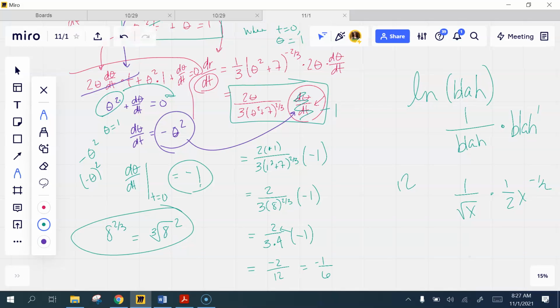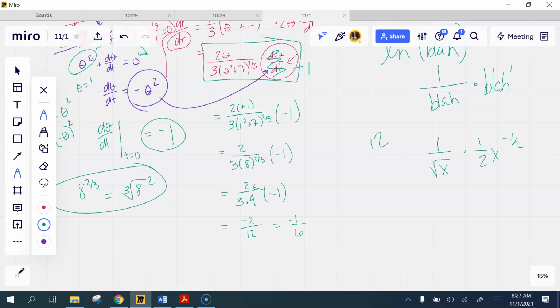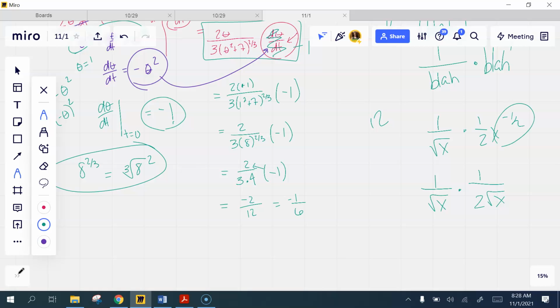Well, you got to clean it up a little bit. So this would be 1 over the square root of x times 1 over 2 times the square root of x. Because this becomes positive and goes to the bottom, which becomes 1 over 2. The square root of x times the square root of x is x. I hope that's what they got.